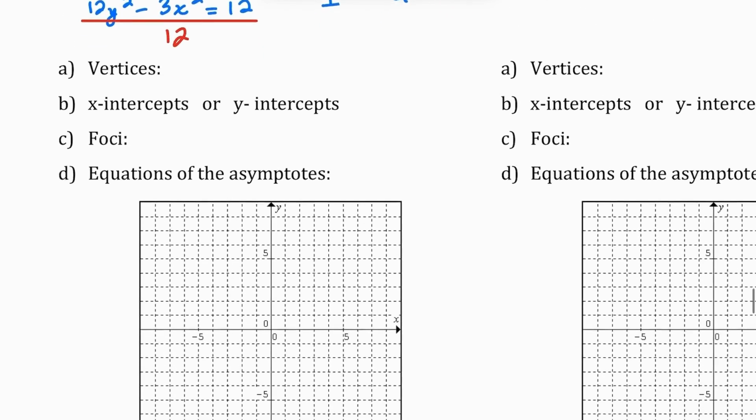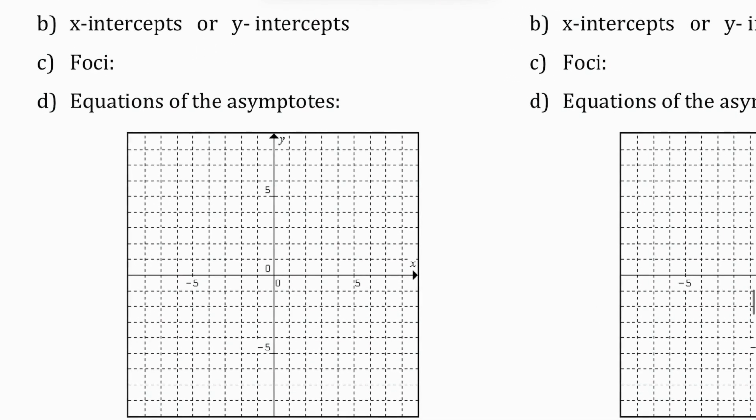So since y squared has 1 underneath it, we're going to square root 1 and get 1. So we're going to go up and down 1. There was a 4 underneath the x squared, so we're going to square root that and get 2. So we're going to go left and right 2. So our box here is going to be a little tiny, but our asymptotes are still going to go through those corners.